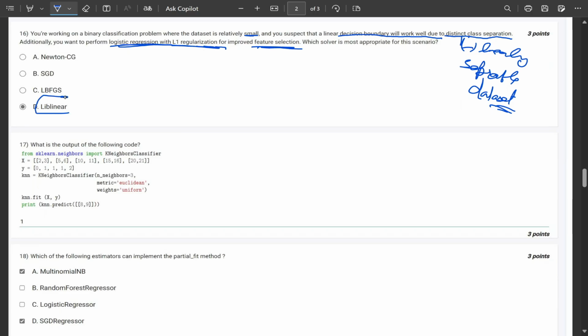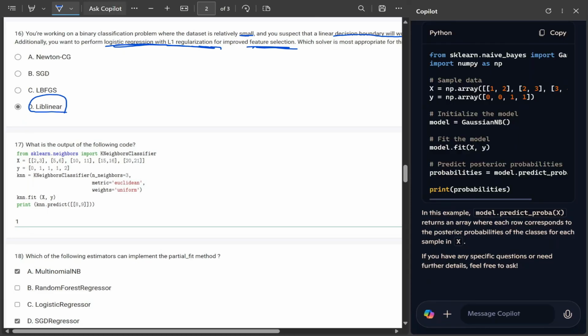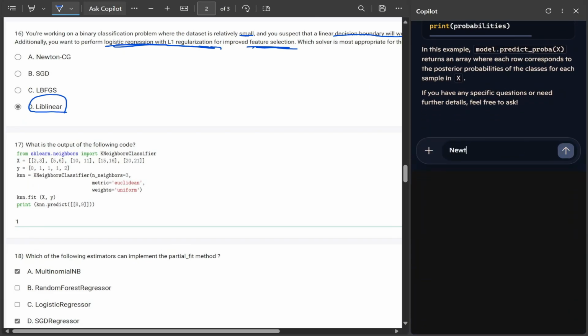So the answer is liblinear, and the reason is, first of all, liblinear can handle small as well as large data sets. Second, it is good for linear kind of relationships. Third, it can handle L1 regularization pretty well. Obviously, I'm not very sure about these particular options, so let's check what each of these does and how they relate. For this I will use Newton-CG, SGD, LBFGS, and liblinear, and we will check the differences because that will help us understand where to use what.